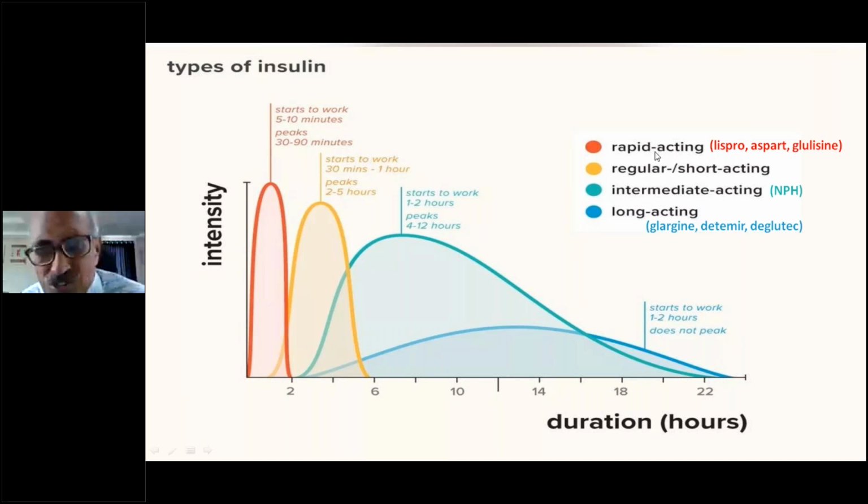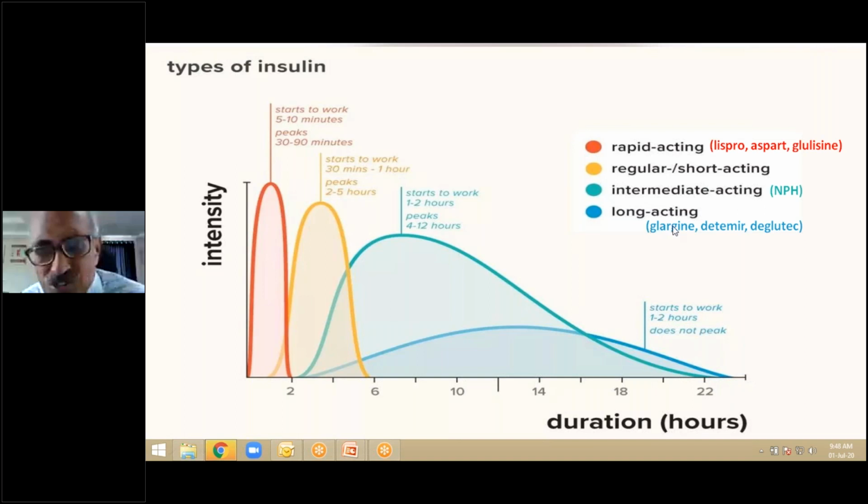The short acting ones, as you see in the red lines, come into effect immediately, in 5 to 10 minutes, peak in 30 to 90 minutes, and then the effect is gone. So it is convenient, and we have to make use of these durations. The regular insulin, the plain insulin, comes into effect 30 minutes to 1 hour later, peaks 2 to 5 hours later, and gradually disappears. And then intermediate acting insulins, NPH insulins, come 1 to 2 hours later, peak around 4 to 12 hours, and slowly disappear by about 20 hours, less than 1 day.